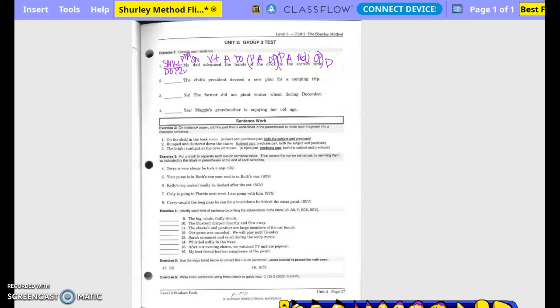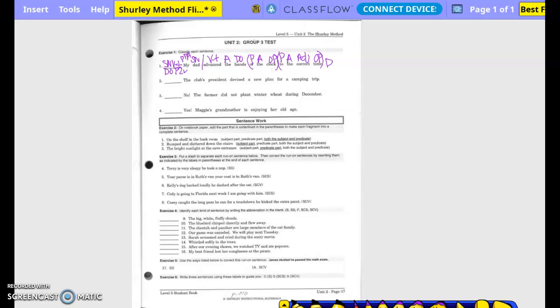Go back to the verb. Divide the complete subject from the complete predicate. Is there an adverb exception? No. Is the sentence in natural or inverted order? Natural. Okay. The club's president devised a new plan for a camping trip.